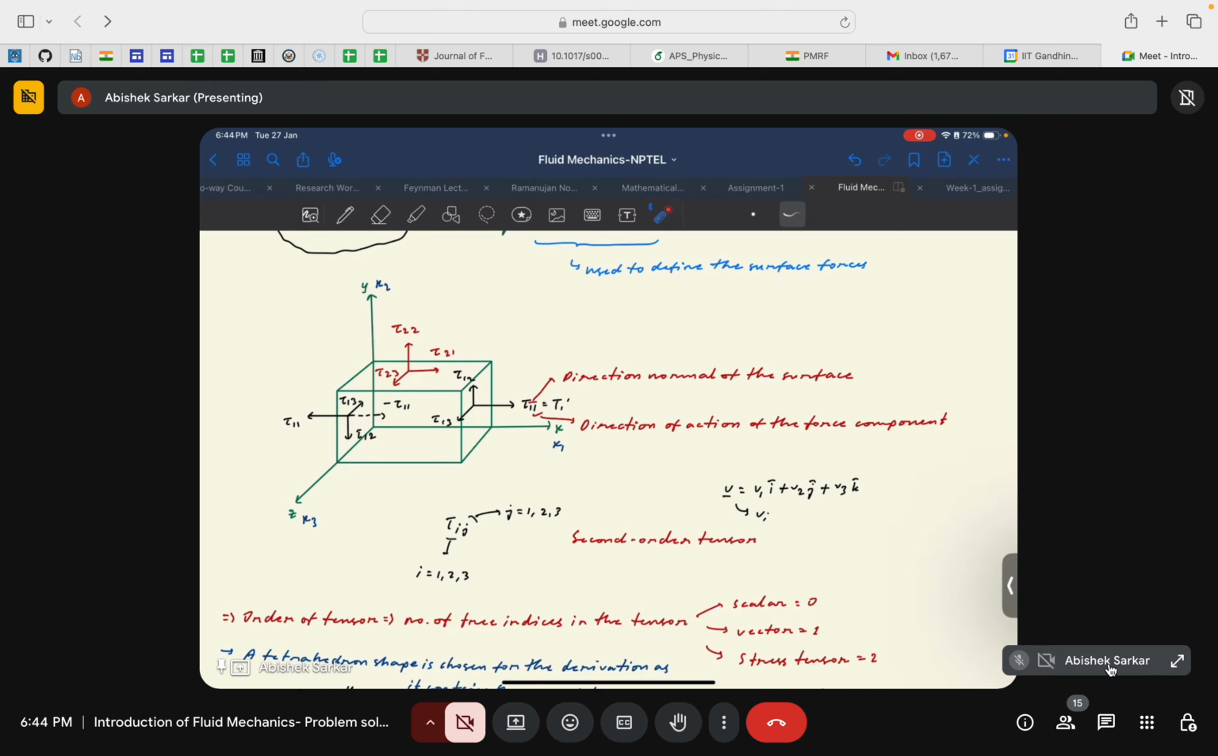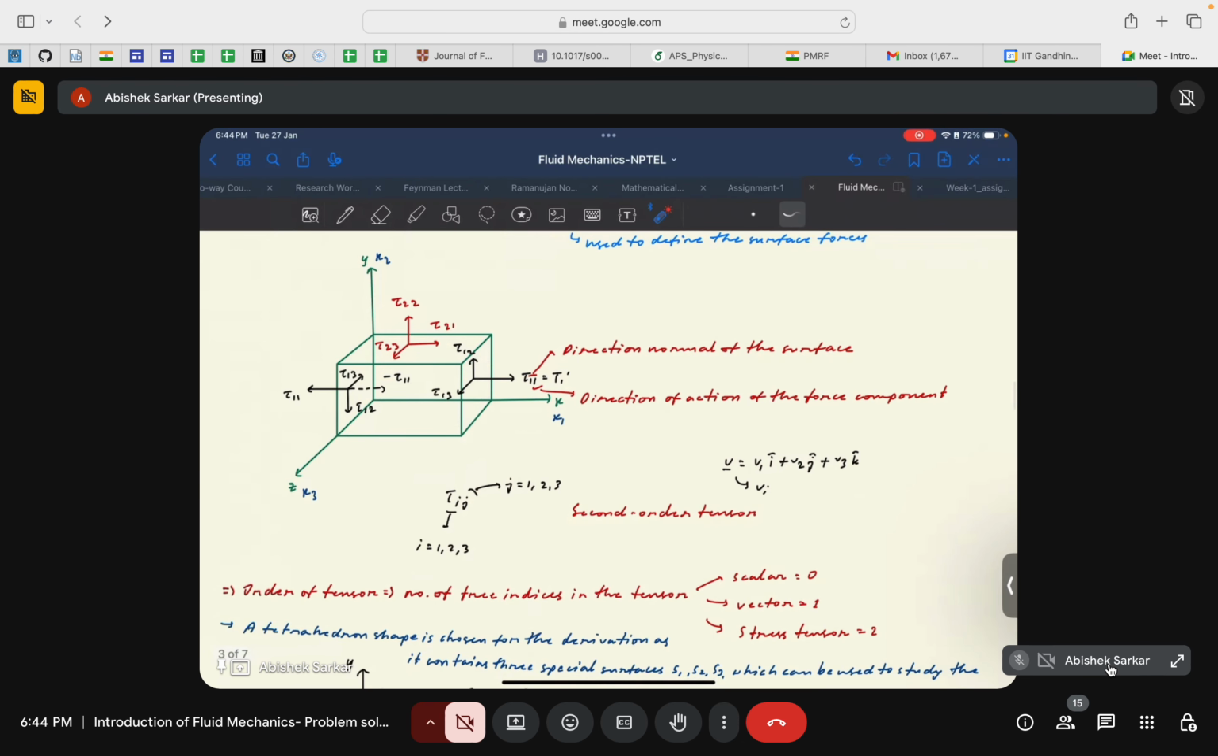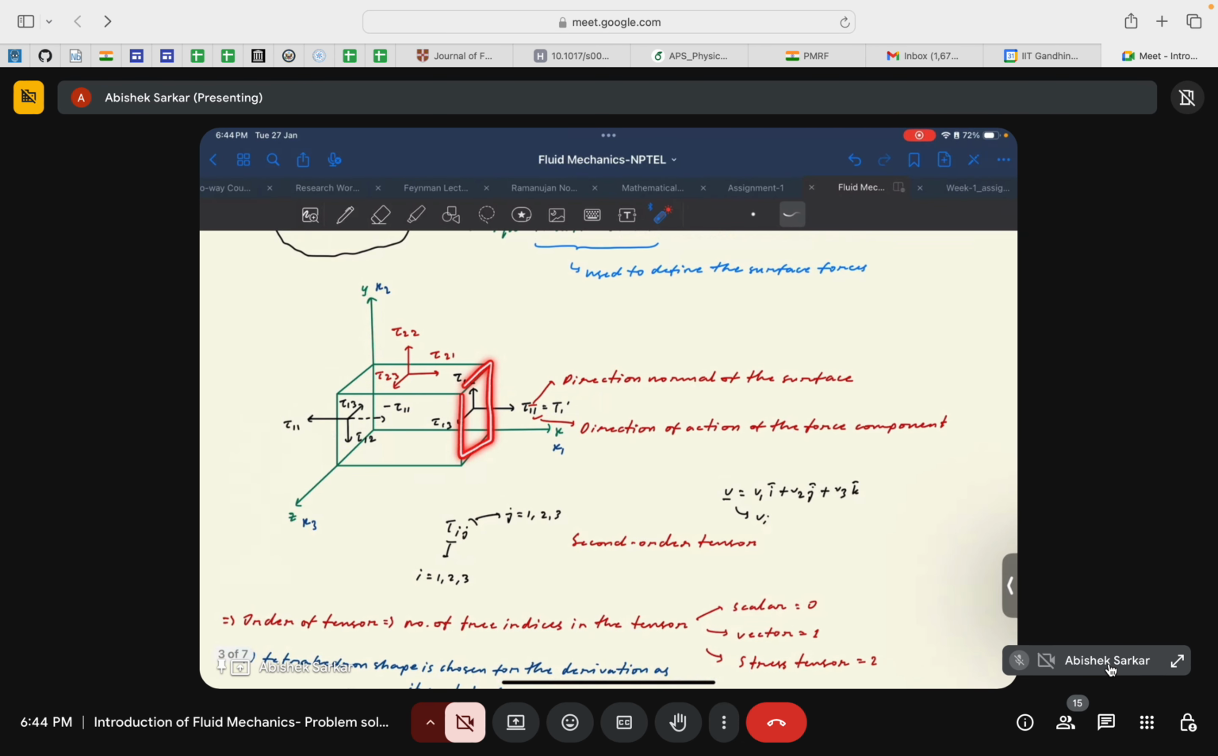It's because both of these indices have their own significance. The first index denotes the direction normal to the surface. For this surface, the direction normal would be along the x direction, or x1 direction. I will denote x as x1, y as x2, and z as x3. So 1 denotes the direction along x, 2 denotes the direction along y, and 3 denotes the direction along z. Our normal vector lies along the x direction, so the first index is 1.